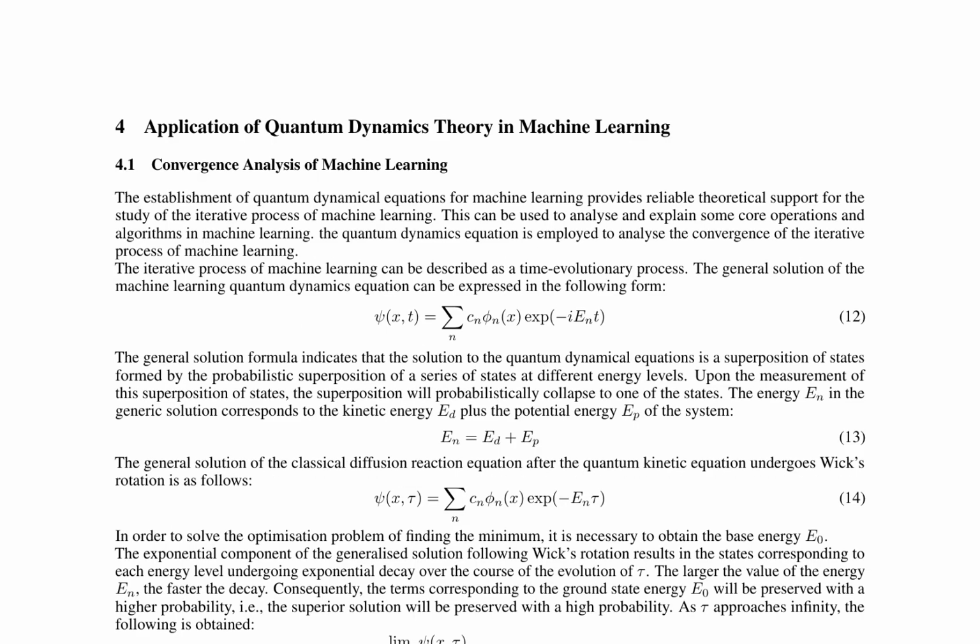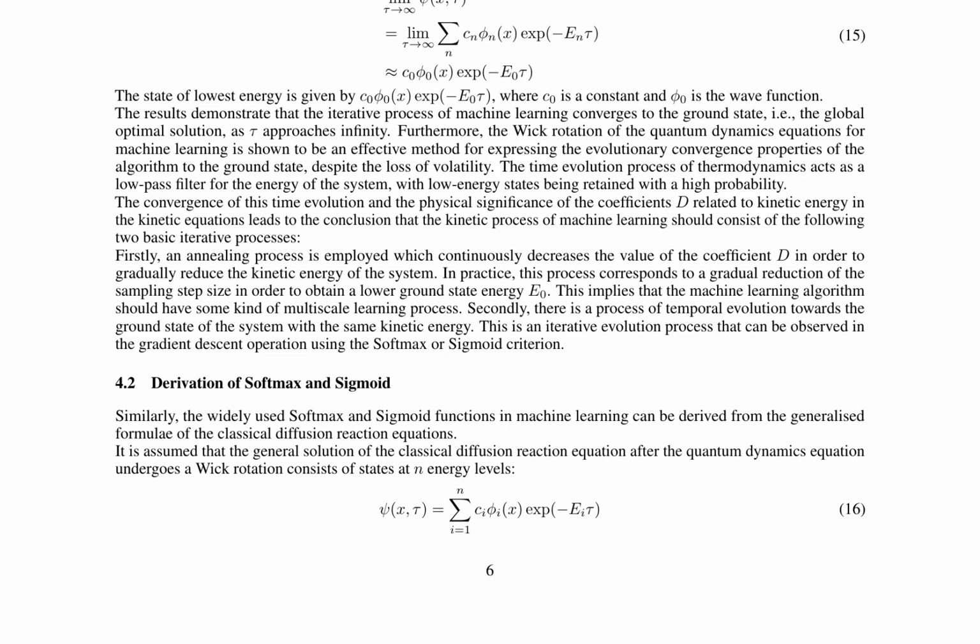The application of quantum dynamics theory in machine learning is discussed, focusing on the convergence analysis of the iterative process. The quantum dynamics equation is employed to analyze the convergence, describing the iterative process as a time evolutionary process. The general solution of the quantum dynamical equations is a superposition of states, indicating that upon measurement, the superposition will probabilistically collapse to one of the states. The energy levels and their corresponding states are crucial, with the ground state being the optimal solution. The process is likened to an annealing process, gradually reducing the kinetic energy, and a temporal evolution towards the ground state, similar to gradient descent.